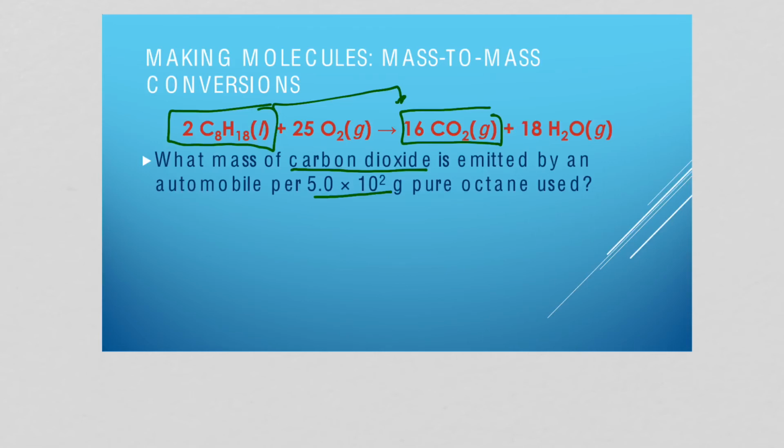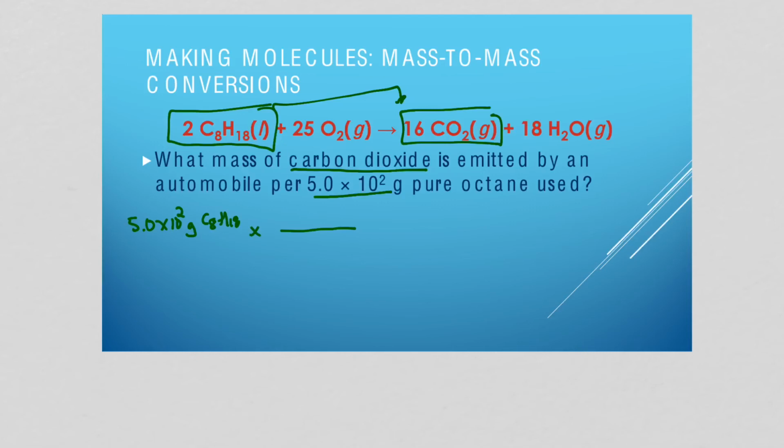So if we go back to our process, the first part is to take what we know, in this case the mass, so 5.0 times 10 to the second grams of C8H18, or octane. Now, before I can work with this relationship, my 2 moles of octane to give me 16 moles of carbon dioxide, I first have to know how many moles of octane I have. So I have to convert this into moles. In order to do that, of course, I'm going to use the molar mass. Now, what is the molar mass of octane? Well, of course, we need to figure that out.